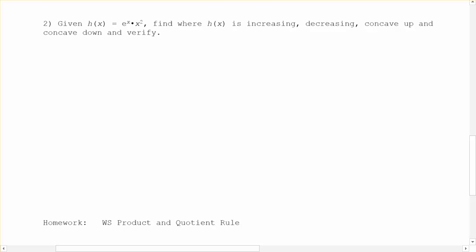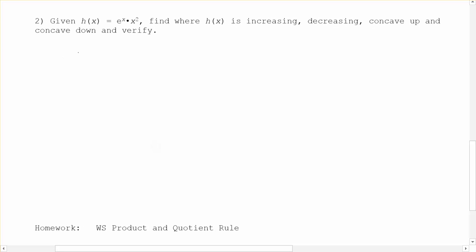So we're going to start doing something here. I'll put it back up on the board. I'll make it a little bigger. h of x is this function, e to the x times x squared. So you've already worked with that a little bit. I want you to, by yourself, find where h of x is increasing. Just do that part for me.